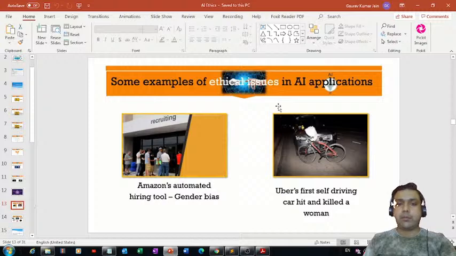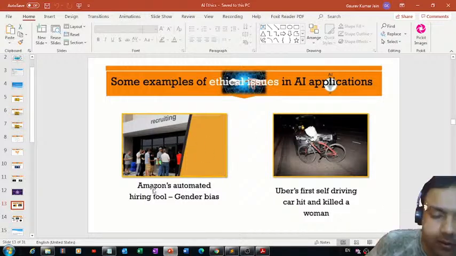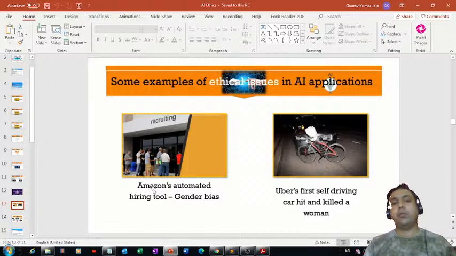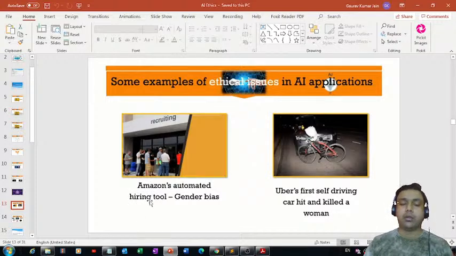So there are some examples given to us over here on the slides, which show that these bots and these artificially intelligent machines that have been prepared are not ethical. Some time back, before COVID, Amazon developed an automated hiring tool.